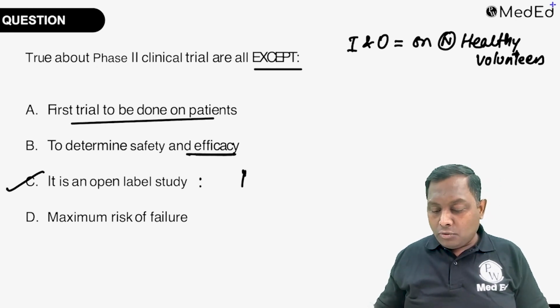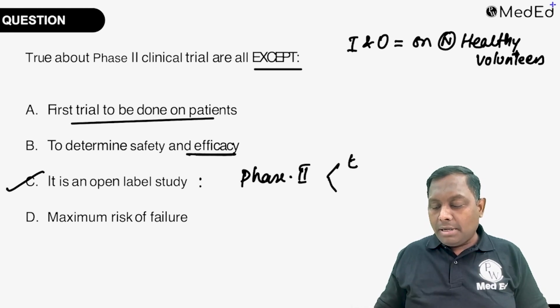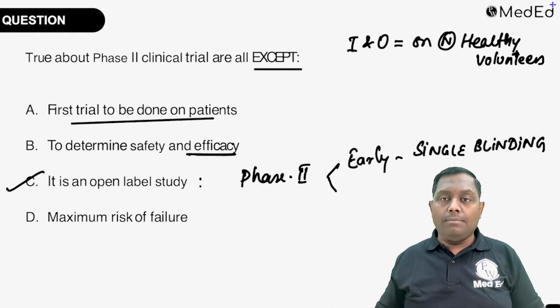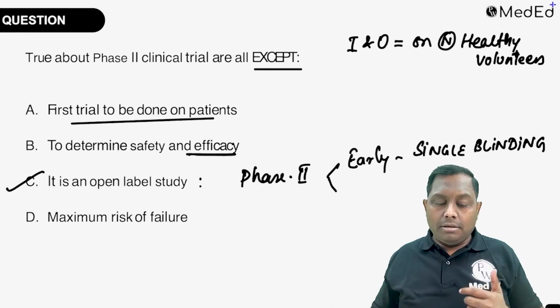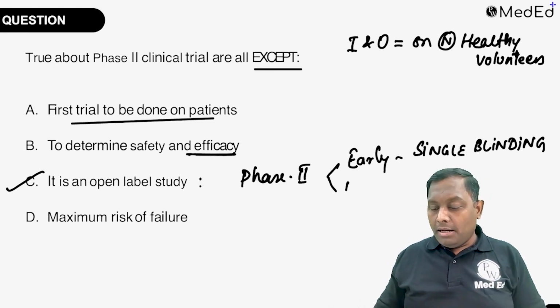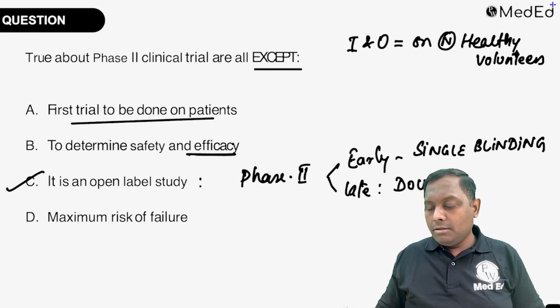So phase 2 clinical trial का study design अगर आप पढ़ते हैं, in the early part of phase 2 clinical trial there will be blinding, उसको बोलते हैं single blinding. So only the participant is not aware whether he is taking active compound or placebo. And in the late part of phase 2 we are going to do double blinding.